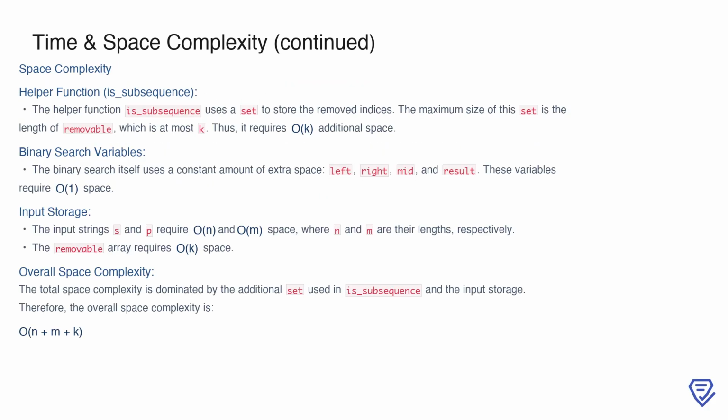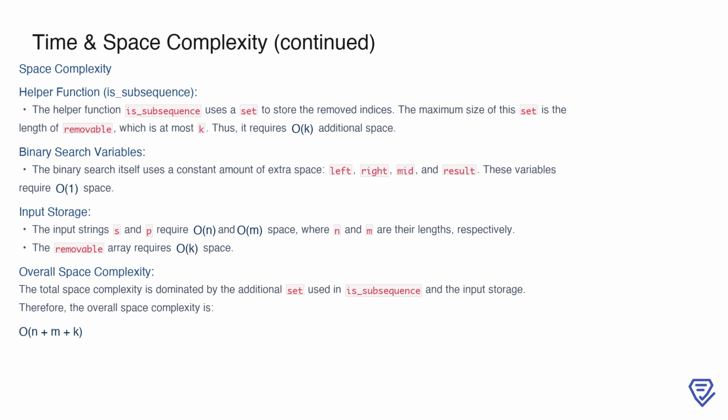Next, let's look at the space complexity. The is_subsequence helper function uses a set to store the removed indices, and the size of this set is at most k, which means it requires O(k) additional space. The binary search itself only uses a few constant variables, such as left, right, mid, and result, which together take O(1) space. On the input side, the strings s and p occupy O(n) and O(m) space, respectively, while the removable array uses O(k) space.